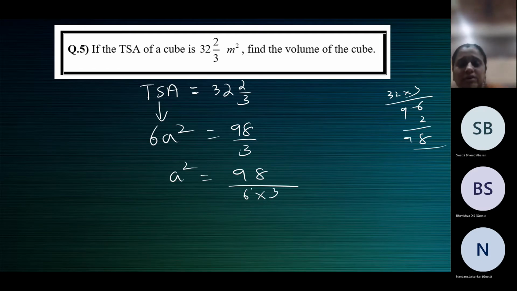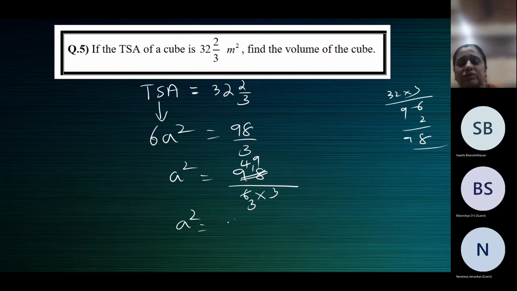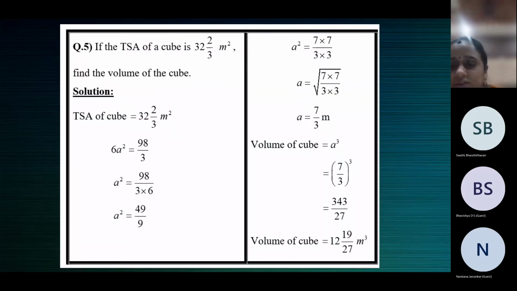If I had gone wrong somewhere, correct. When you said something, I was wondering if I went wrong somewhere. Yeah, now we'll have to simplify. In the tables of 2, 2 3s are 6, 2 4s are 8, so 49. So A square is equal to 49/9. A is equal to square root of 49/9, which is 7/3. Then volume is A cubed, 7/3 into 7/3 into 7/3.